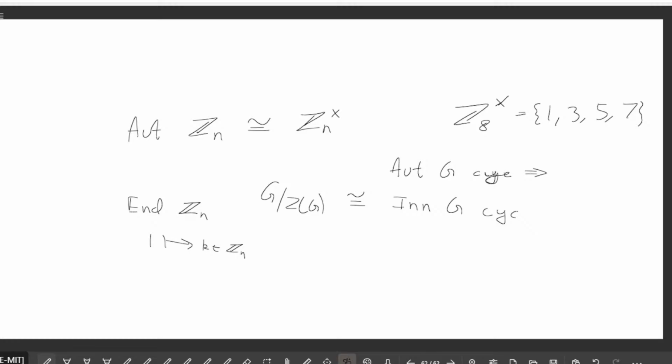Oh no, then you have to use the fact that G is abelian. Yeah, you have to use the fact that G is abelian. If G is abelian, what can you say about its Aut? Finitely generated is not good. Okay, let me think about this later.